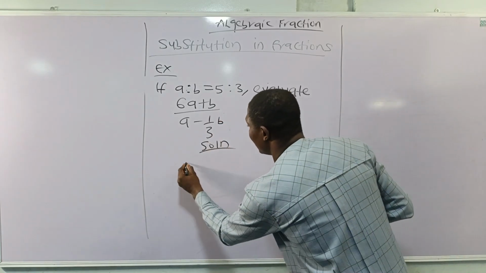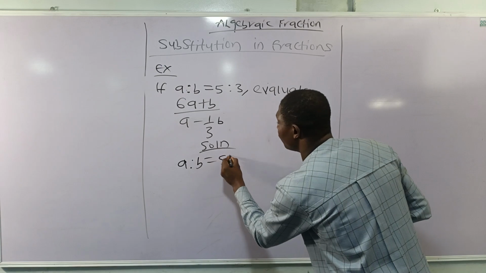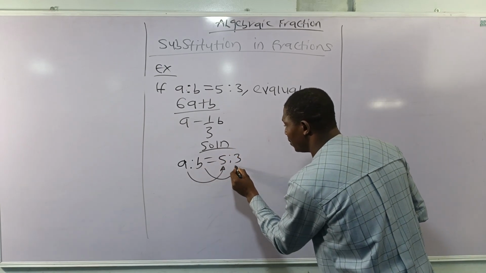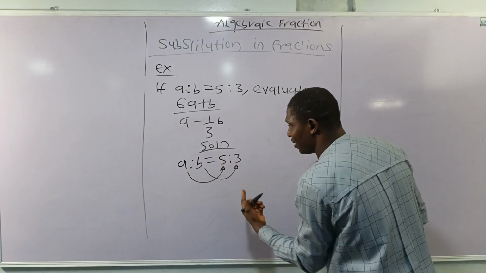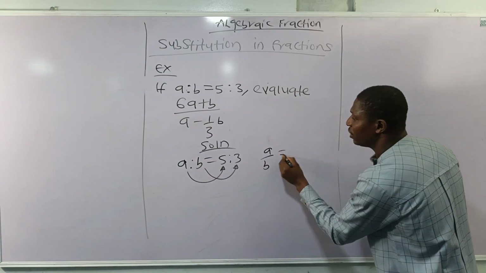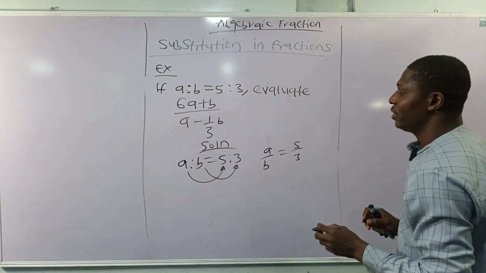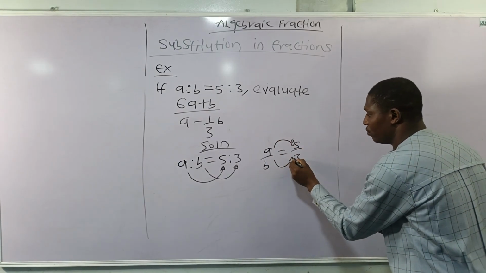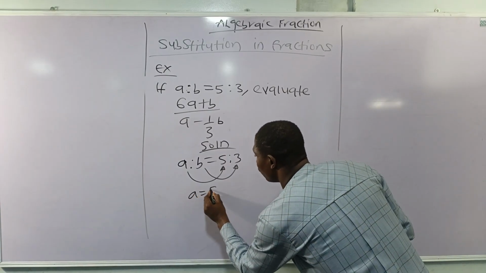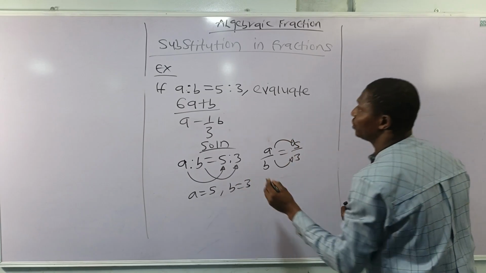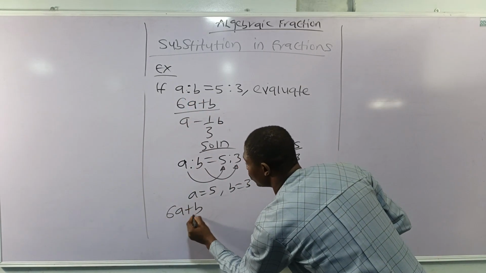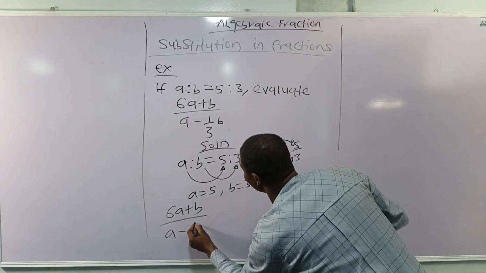So let's solve this. A ratio b equals 5 ratio 3 simply means a is equal to 5 and b is equal to 3. Just take it according to how it is written, because a ratio b equals 5 ratio 3 is the same as a over b equals 5 over 3. And we can take a to be equal to this and b to be equal to this like we did in the first example. So a is equal to 5, b is equal to 3. We simply put it in our expression, which is 6a plus b all over a minus b all over 3.